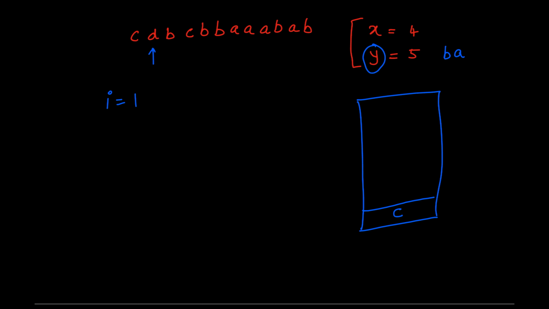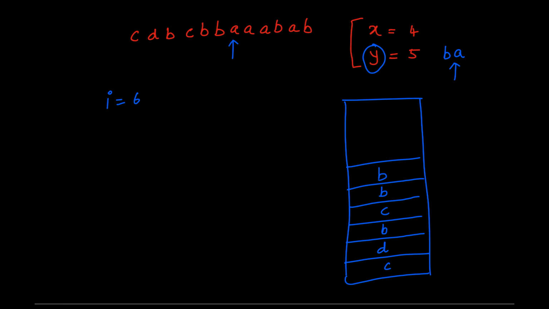With I is equal to 1, it is pointing at D. As it doesn't match the second character of the substring we are looking for, there's no way we can find a substring in S, so I'll add D to my stack. To save time, let me go ahead and prefill some of the values into the stack.